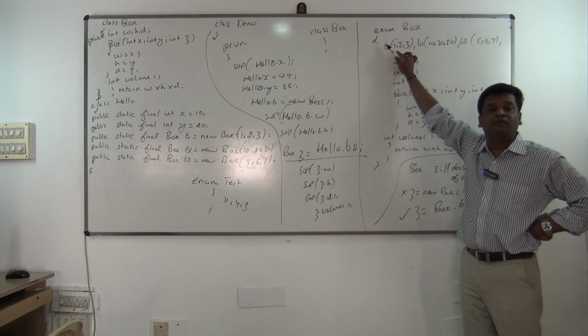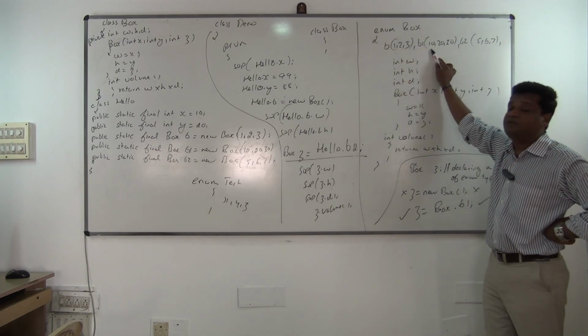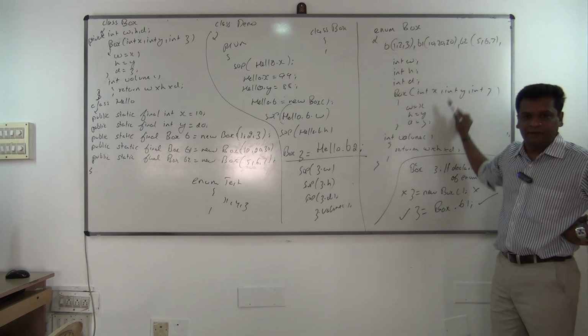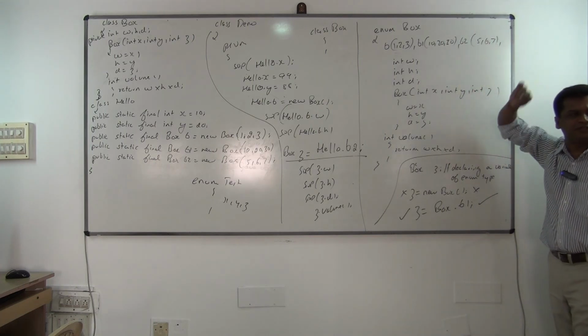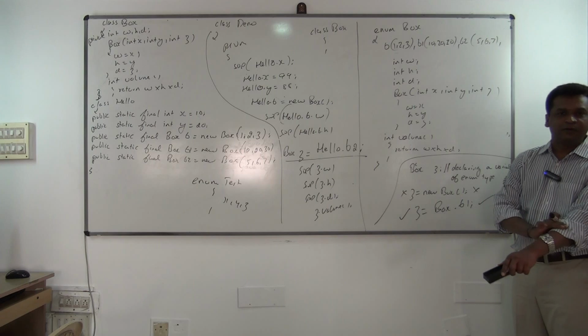So B object will have values of 1, 2, 3. B1 object will have values of 10, 20, 30. B2 object will have values of 5, 6, 7. Like that you can go on defining constants now. How many ever you want, you do it now.